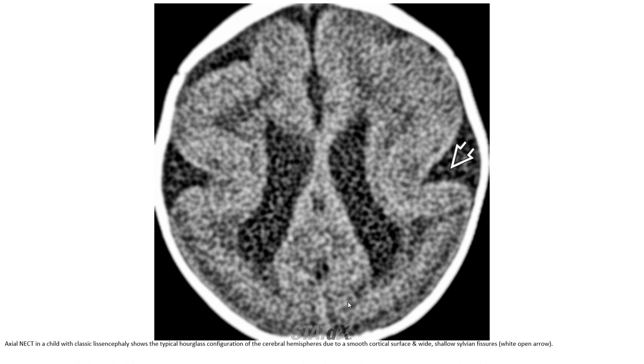And this is the axial non-contrast enhanced CT in a child with classic lissencephaly. So a typical figure of eight configuration of the cerebral hemisphere, a smooth cortical surface and wide shallow Sylvian fissure.